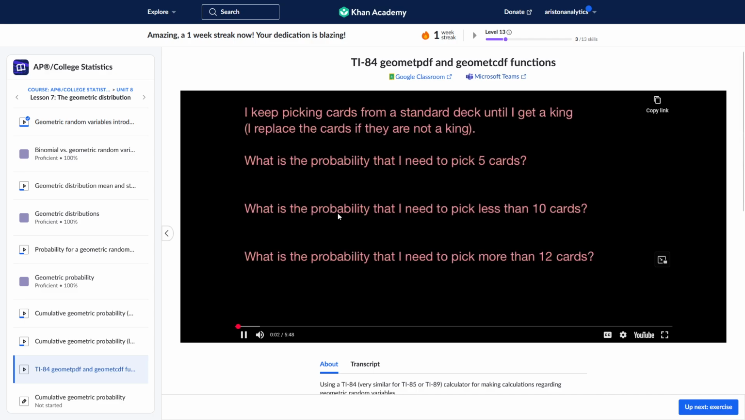What we're going to do in this video is learn how to use a graphing calculator, in particular a TI-84. If you're using any other Texas Instruments calculator, it would be very similar.